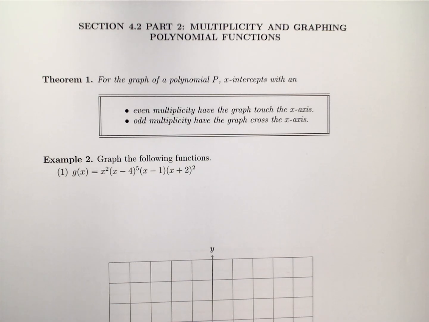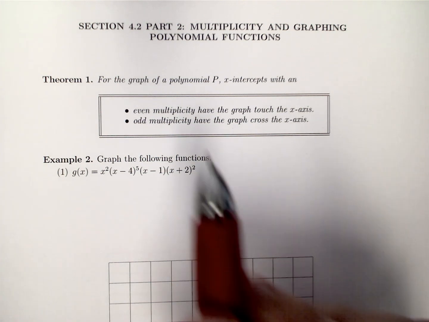In this lecture we will be discussing multiplicity and graphing polynomial functions. In the last lecture we discussed how to graph polynomial functions in general, but we bypassed talking about multiplicity. In previous sections, in 4.1, we talked about what multiplicity was, at least how to find the number, and I even mentioned it being even and odd. Now we discuss why this is important.